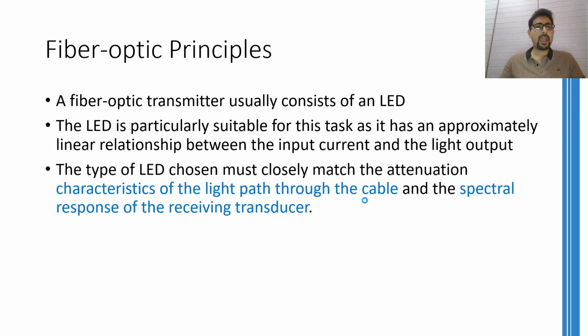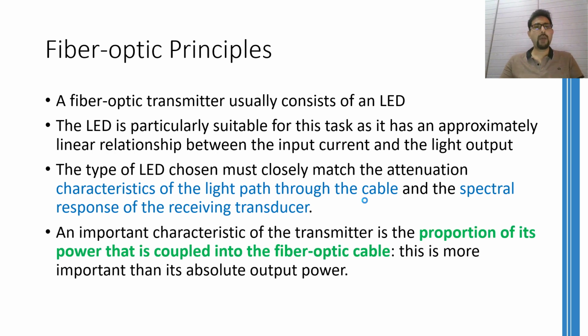We will see in a bit that each fiber optic cable has different characteristics depending on its material and some other construction properties. These characteristics will dictate what kind of visible light can travel through it most easily. Apart from characteristics of fiber optic cable, another very important characteristic that controls the overall efficiency of the signal transmission is the proportion of power emitted by the LED coupled into the fiber optic cable. This means how much power generated by the LED is in fact entering the fiber optic cable.